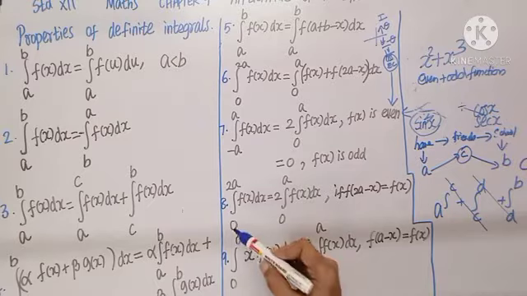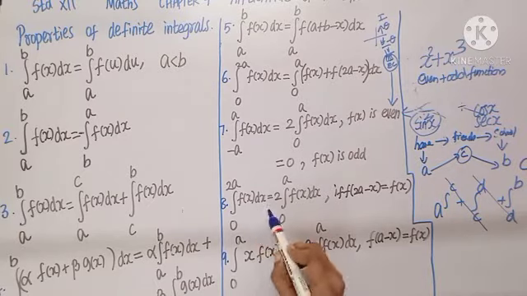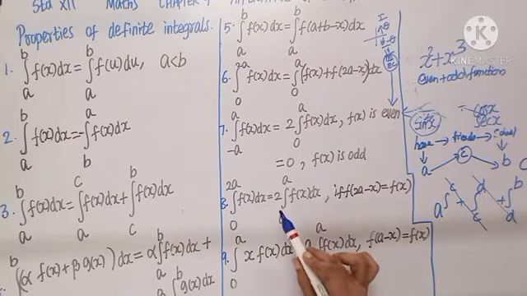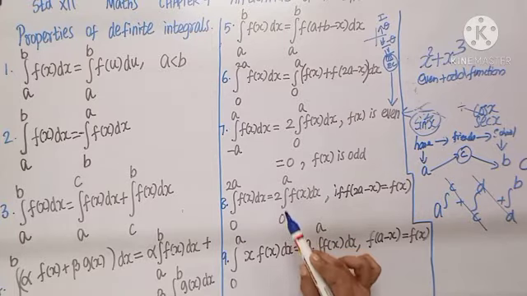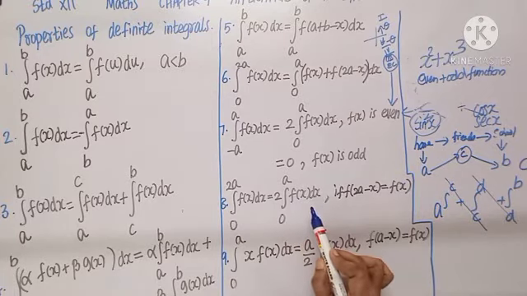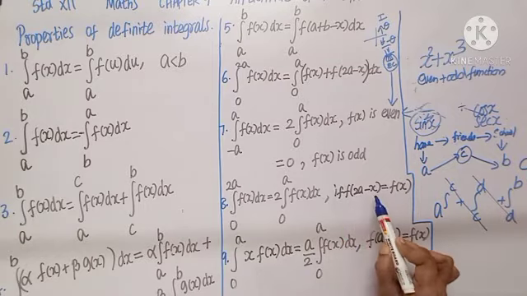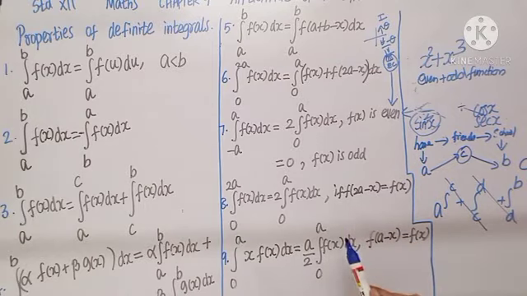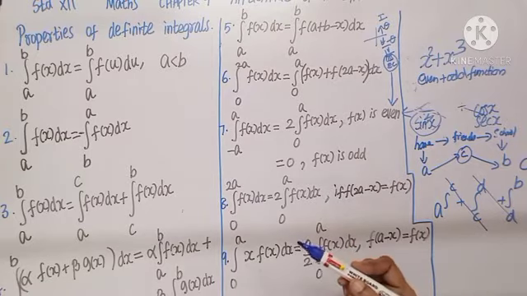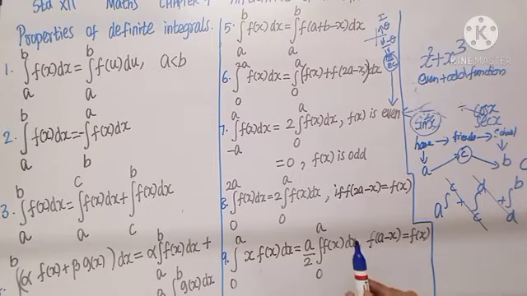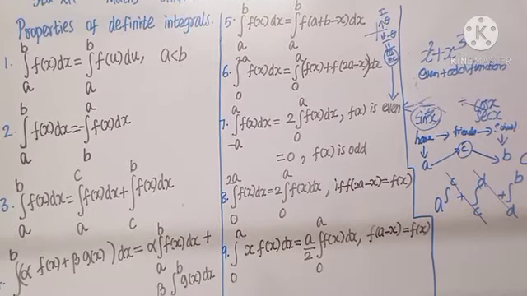Similarly, integral 0 to 2a f of x dx is coming. I can write it as 2 times integral 0 to a f of x dx provided f of 2a minus x is f of x. Remembering all the properties at a glance may be difficult. We will recall and relate to each problem that we are going to learn in the exercise.